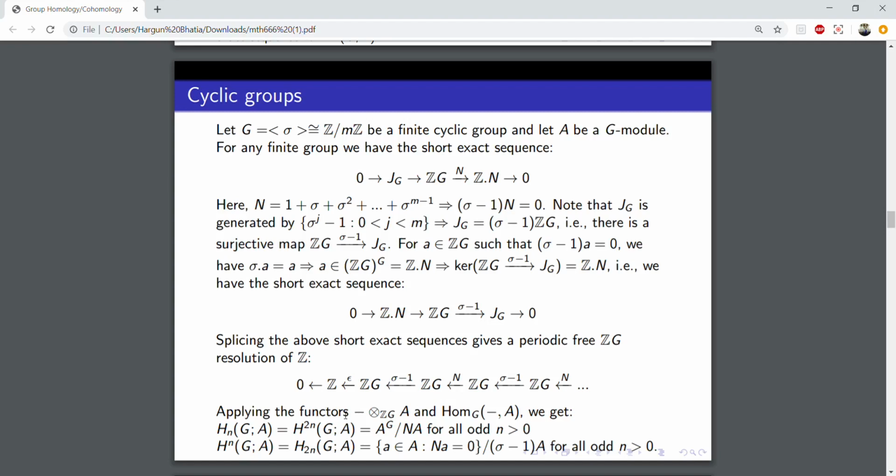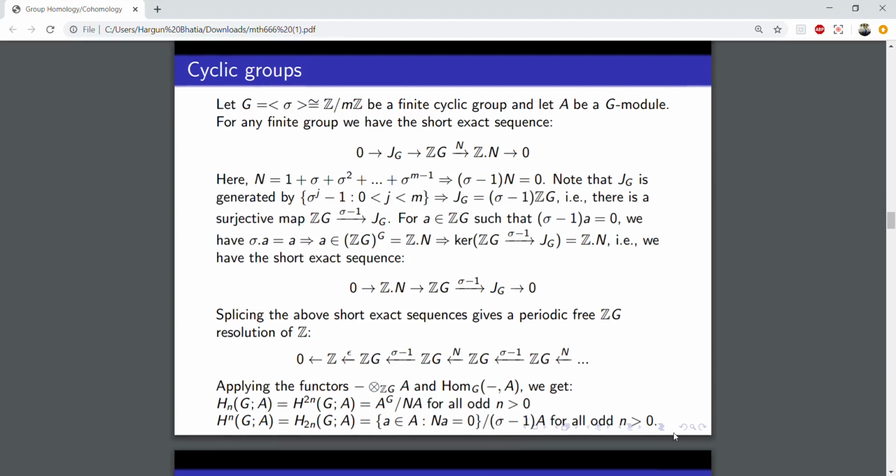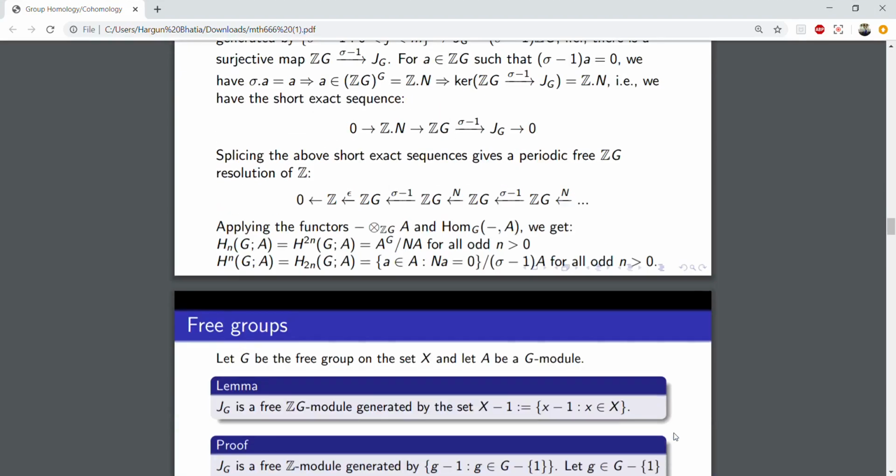And then to compute the homology and cohomology, just apply the functors, tensor products and Hom, and then you can get it. And in fact, in this case, the odd homology groups are equal to the even cohomology groups, and the odd cohomology groups are equal to the even homology groups. What about free groups?